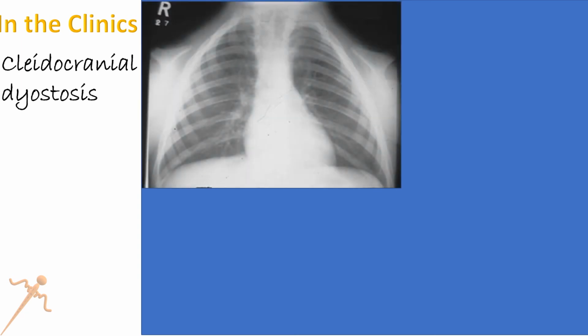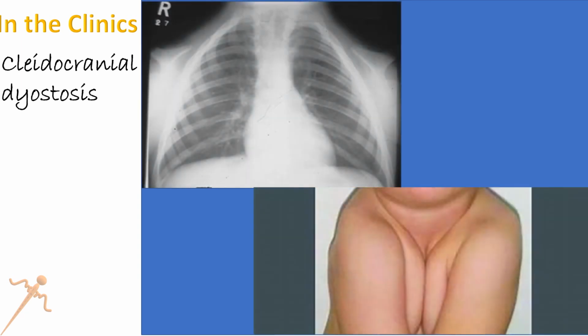The clavicles may be congenitally absent or imperfectly developed in a disease called cleidocranial dysostosis. In this condition, the shoulders droop and can be approximated anteriorly in front of the chest.